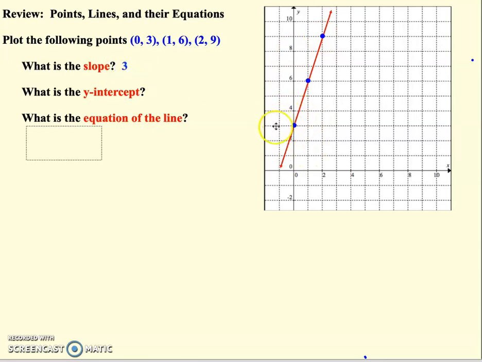Y-intercept is the place where the graph crosses the y-axis, so that would be at (0, 3). If I'm just going to say as a number, where is it at? It's 3 also. And the equation of a line. So to do our equation of a line, we have to remember the equation of a line, y equals mx plus b. So then from there we can go ahead. So our equation is y equals 3x plus 3.